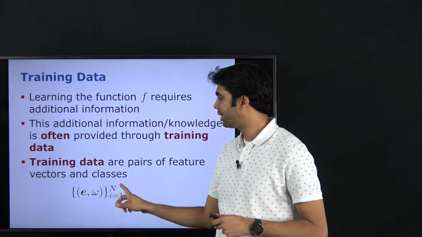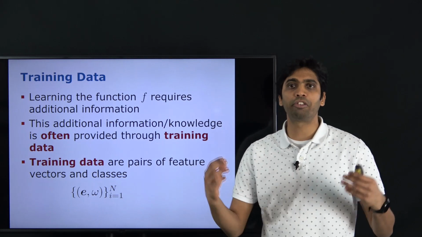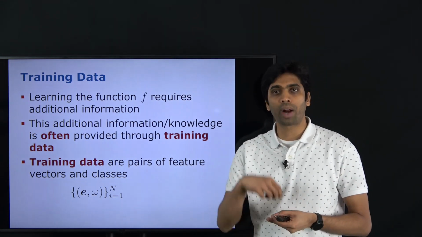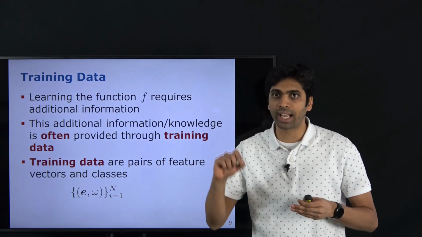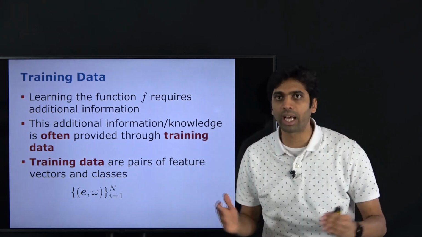So we collect, let's say, n examples. We ask n different people, let's say 100 people, to write down the character A, to write down the character B, and so on, write down all the numbers and so on.